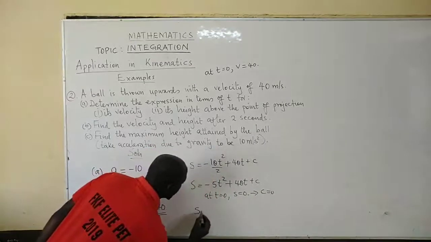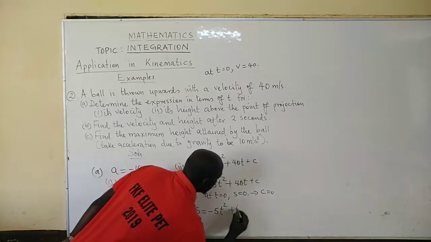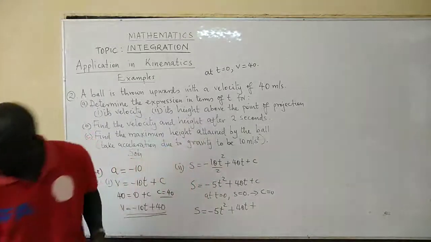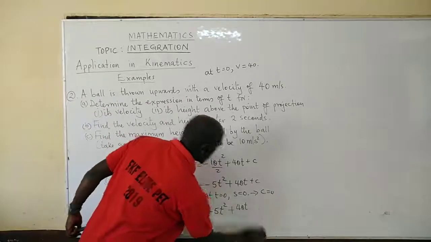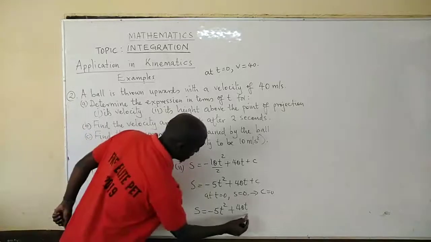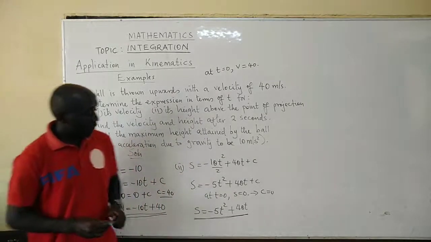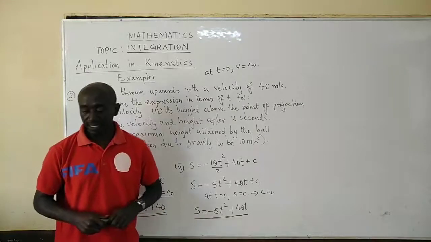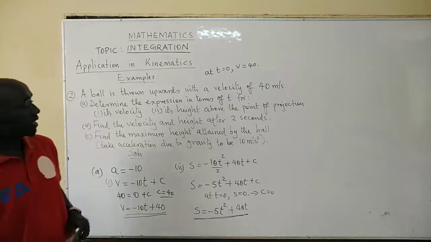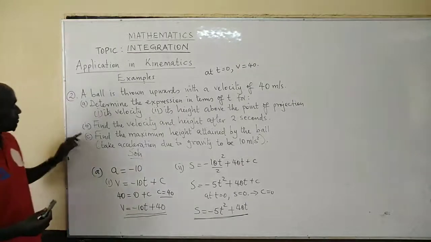Therefore, s is equal to minus 5t squared plus 40t plus 0. You don't need to write plus 0 because c is equal to 0. So that is the expression for s, my dear. S is equal to minus 5t squared plus 40t. We have done part A. Let's go to part B, my dear.